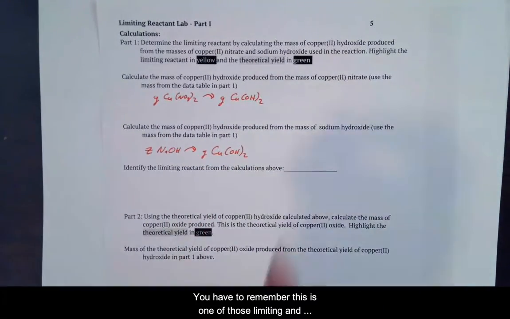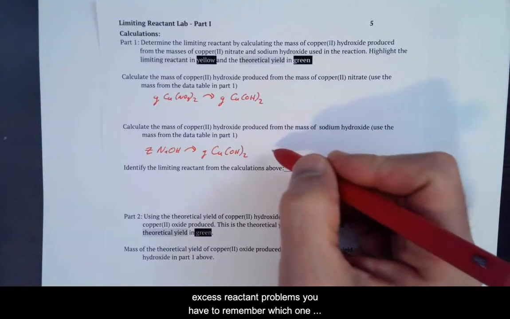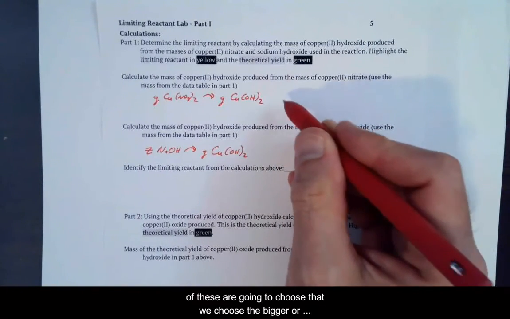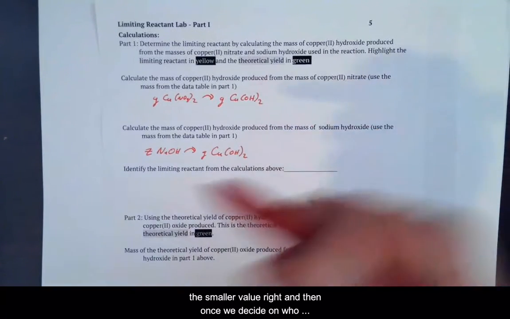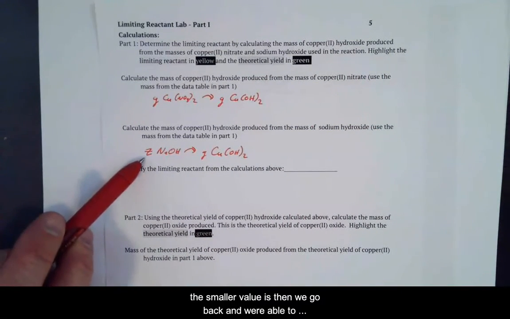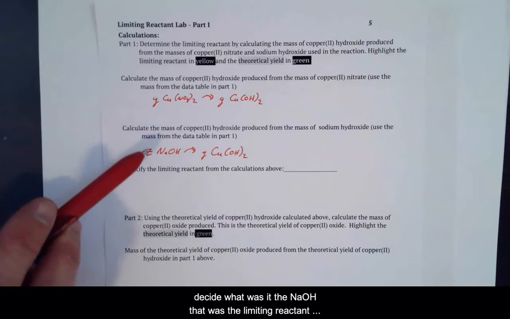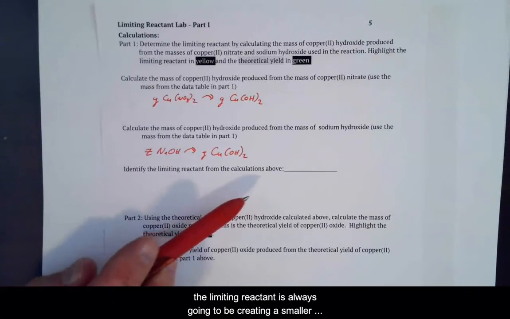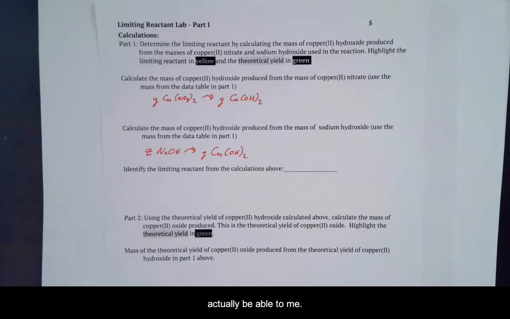And you have to remember, this is one of those limiting and excess reactant problems. You have to remember which one of these you're going to choose. Do we choose the bigger or the smaller value? And then once we decide on who the smaller value is, then we go back and we're able to decide, well, was it the NaOH or the Cu(NO3)2 that was the limiting reactant? The limiting reactant is always going to be creating the smaller quantity of product because that's what you're going to actually be able to make.